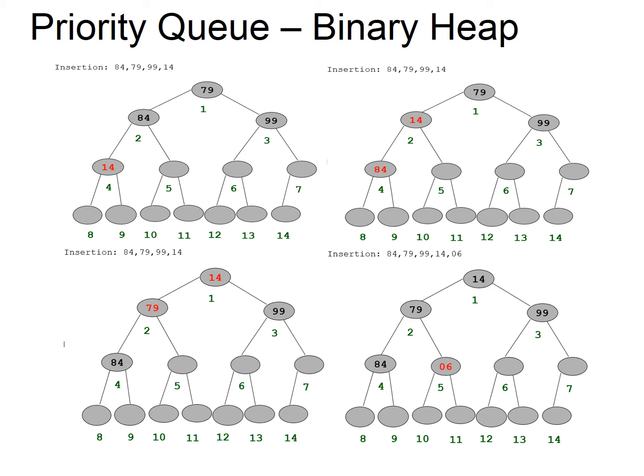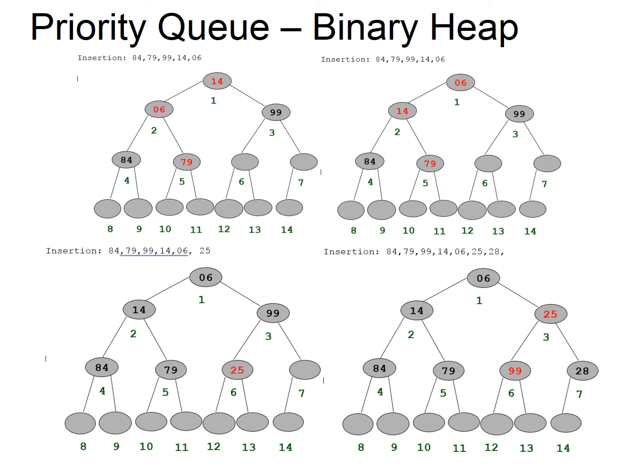Now we'll take another example. A new value 6 is going to be inserted into the binary heap. Which node will be created? As you know, 1, 2, 3, 4 are created. That means the fifth node will be created as the right child of the second node, and 6 is inserted. It will check with its parent. Again the parent is not smaller, so a swap will happen. 6 and 79 get swapped, so 6 goes to the second node and 79 comes to the fifth node.